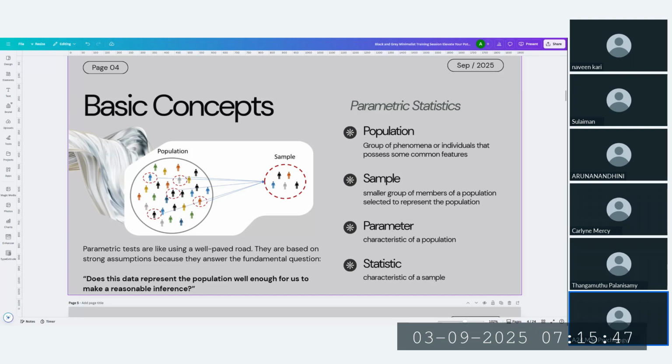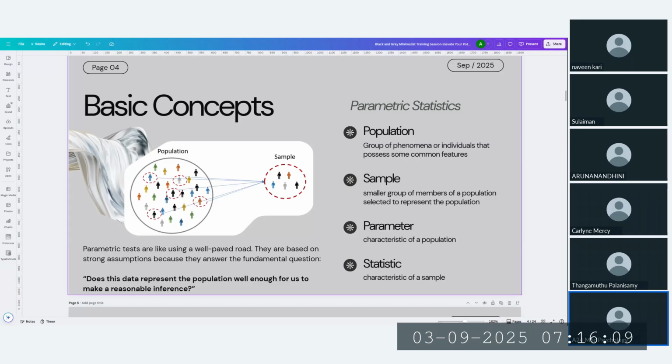Population is defined as a group of phenomena or individuals that have some common features. A sample is a small group of members of that population who represent that population. They are selected based on various criteria.